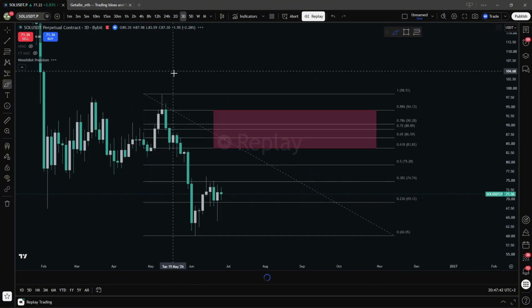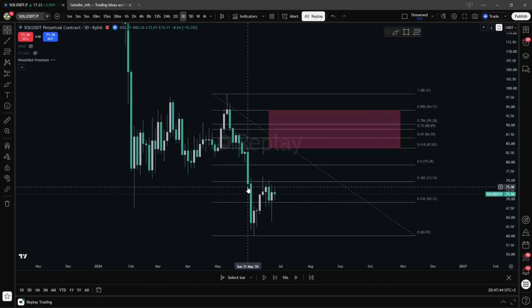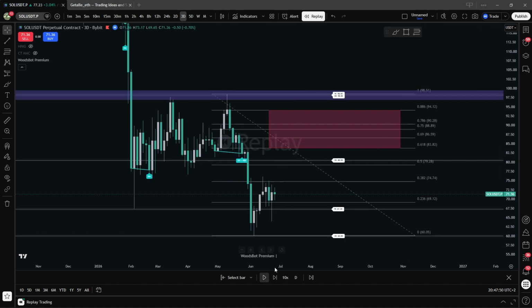Now, if I let the price action develop, again, I'm in this replay tool, so I'm basically in the past, and we can see live how it gets into this Fibonacci zone. If I now turn on my WoodsBot premium level, you can see there's a confluence zone right there. But we are on the 3-day chart, so there aren't a lot of WoodsBot levels there. So I go to the lower time frame.